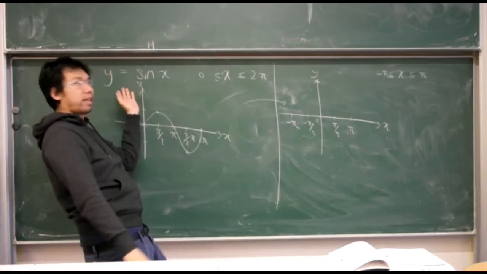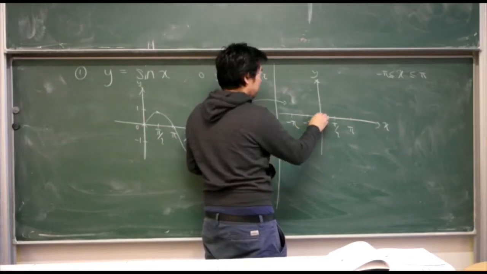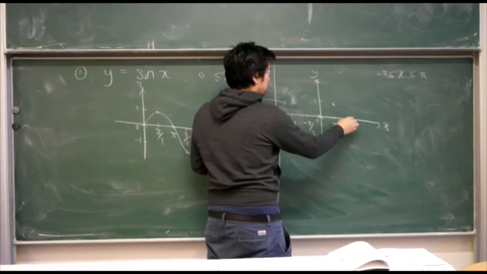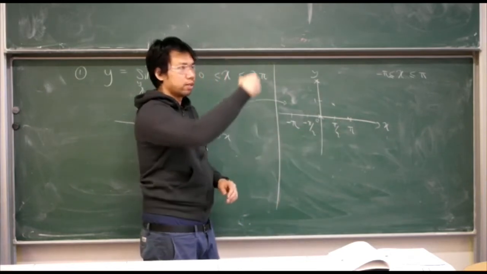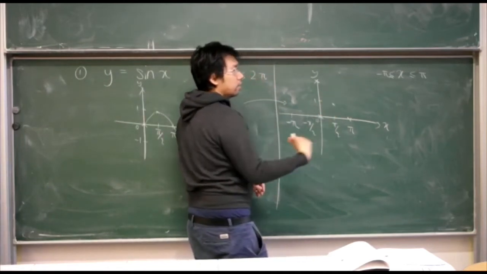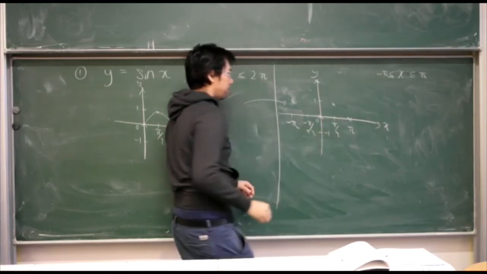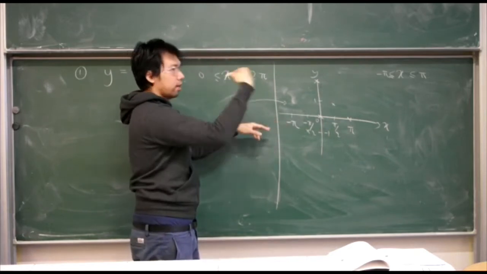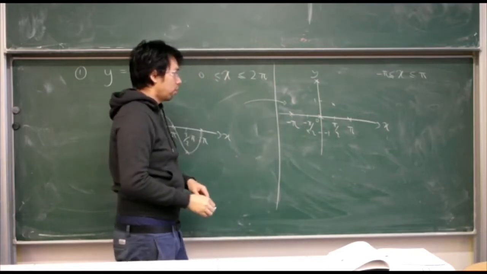The same graph, sine x. So y equals sine 0, again is 0. Sine pi over 2 is 1. Sine pi is 0. So what is sine negative pi over 2? That's the same as sine negative 90, or sine 270. So that's a minus 1. Okay? And then sine minus pi is the same as sine 180 degrees, so that's also 0. So the graph will look like this.